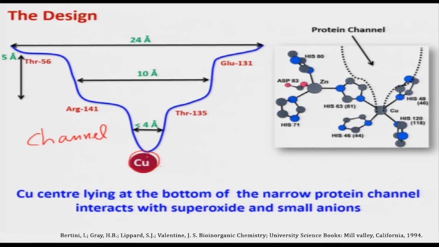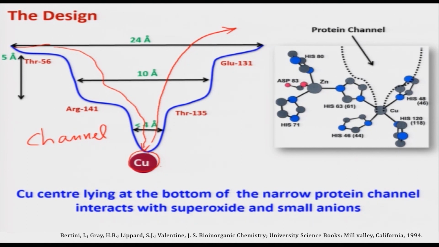And near the mouth of the channel, at the surface of the protein, two positively charged lysine residues are present, which are believed to play a key role in attracting the anions and guiding them into the channel, so that they can reach the copper ion and then be released again after formation of either oxygen or peroxide. So, in this way this dismutation reaction becomes so fast.